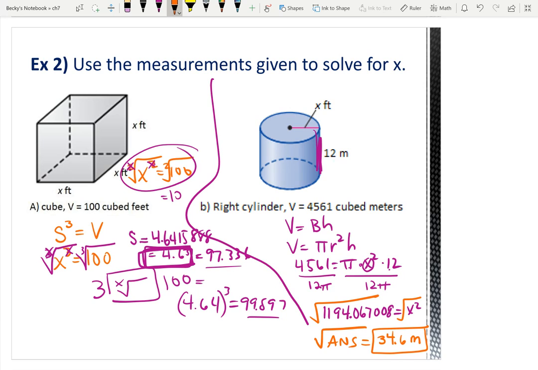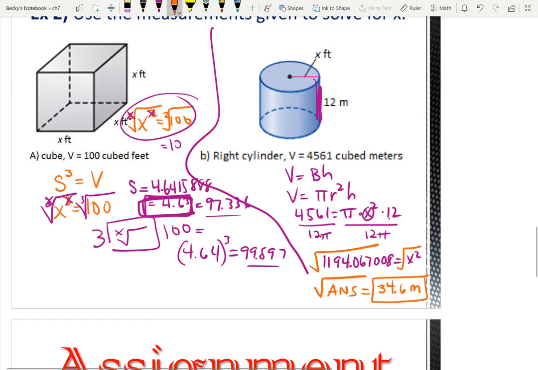Okay, so as usual, you have a Canvas assignment. You will submit work. As you can see, I write everything out. It's very clear. You have no reason to not understand how I get my answers. And that's how I want to see your work as well.